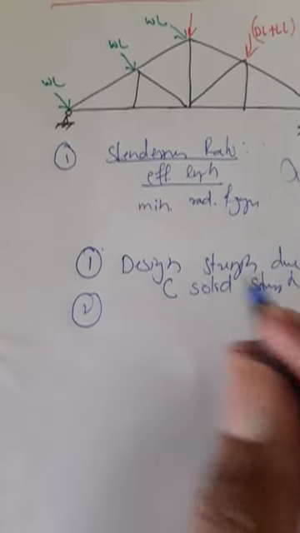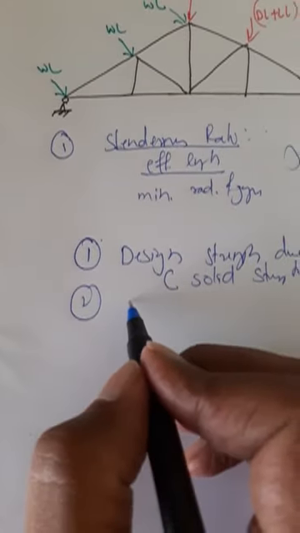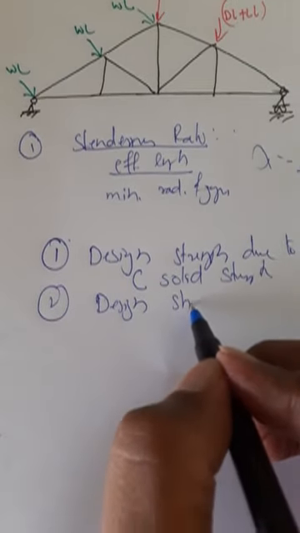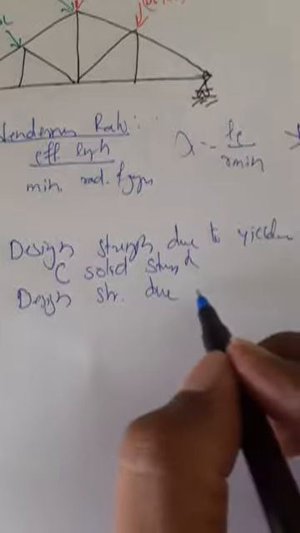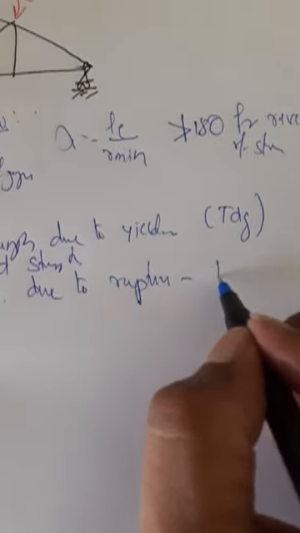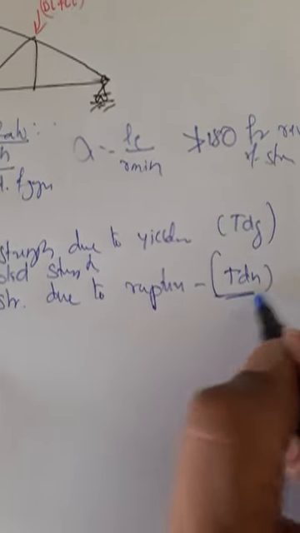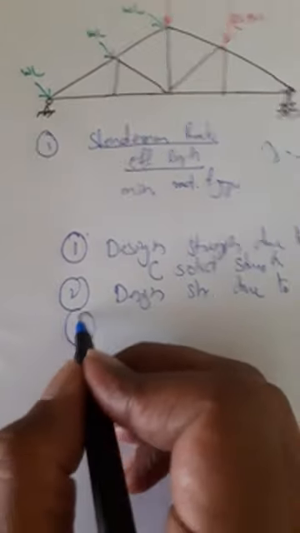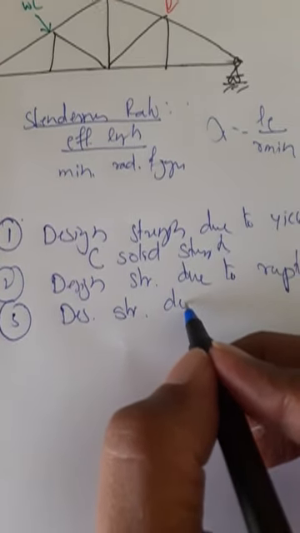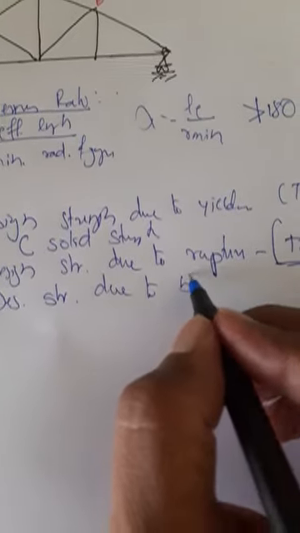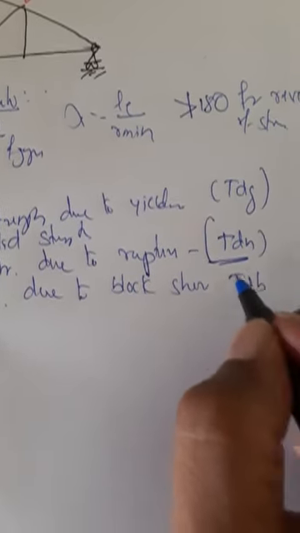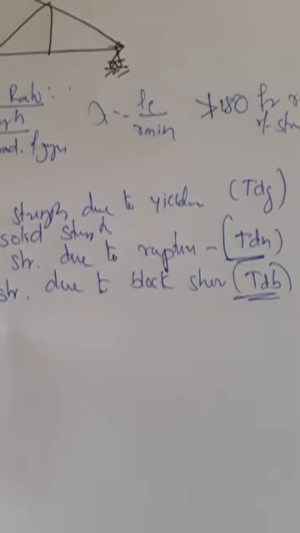Second, strength due to rupture, design strength due to rupture, denoted by TDN. Third, design strength due to block shear, TDB. So this is the notation.